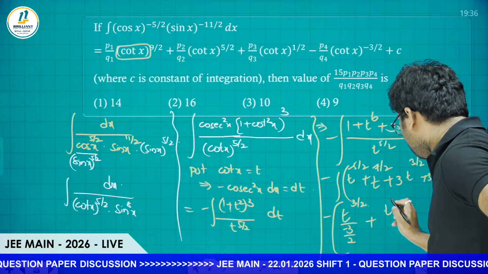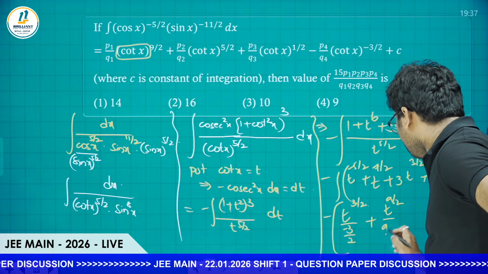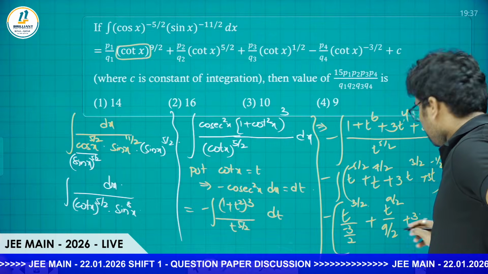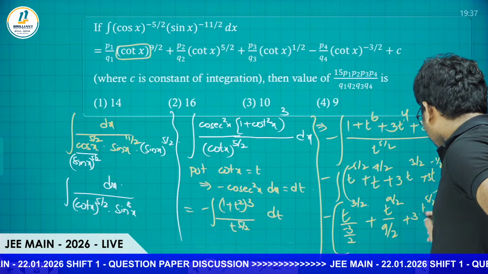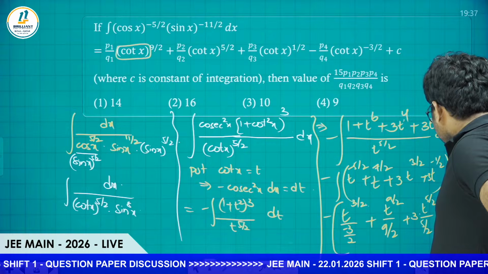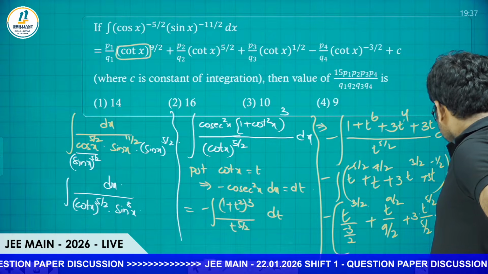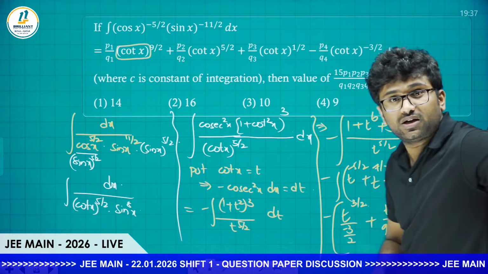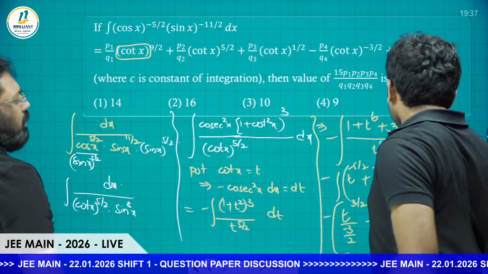9 by 2, t power 9 by 2, plus 3 into 3 by 2, plus 5 by 2, t power 5 by 2, plus t power 1 by 2. Now just replace t with cot x.